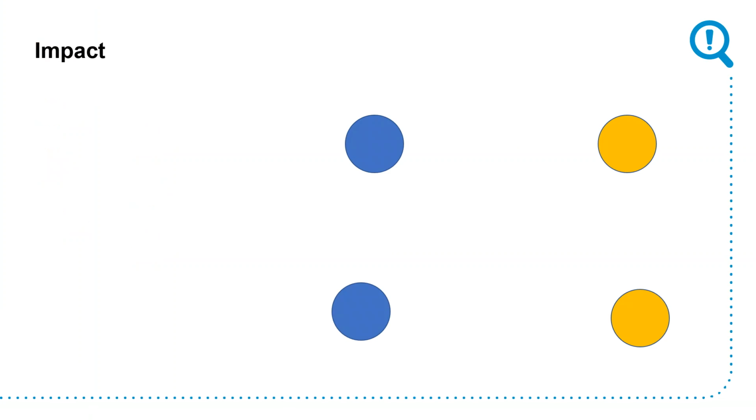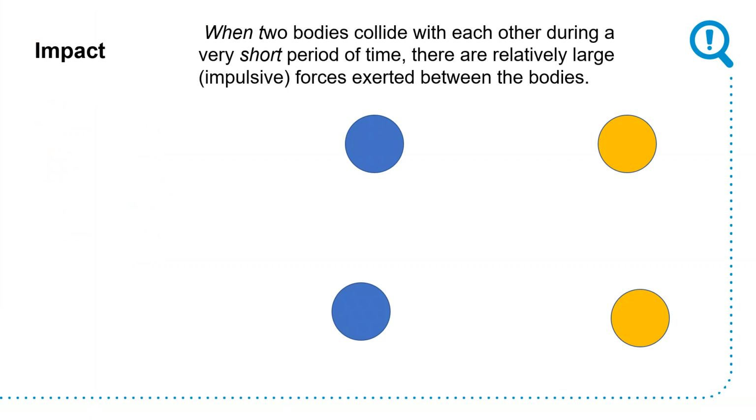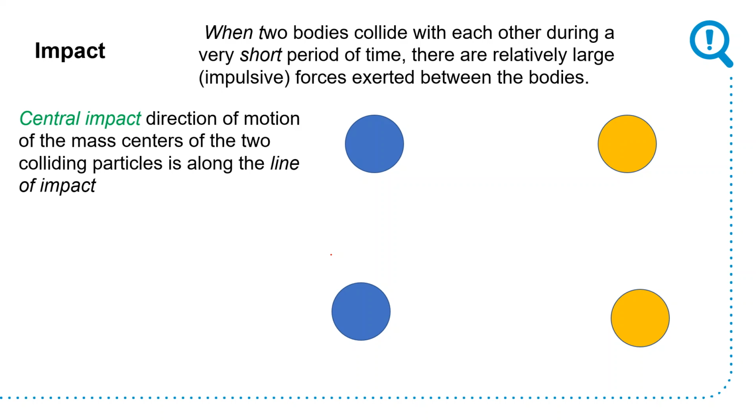So what happens when there's impact? When two bodies collide, during a very short period of time, there's a relatively large impulse between the two bodies. We often talk about the kid hitting the baseball, and the bat and the ball being in contact for an infinitesimal amount of time. And that translates to a momentum. But you can be a bit more specific.